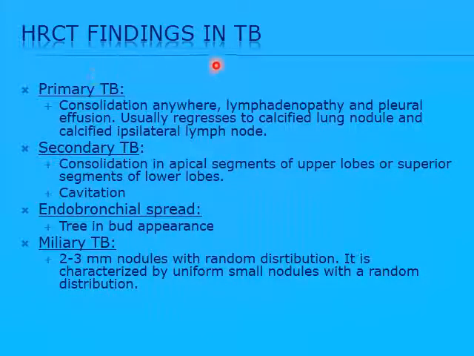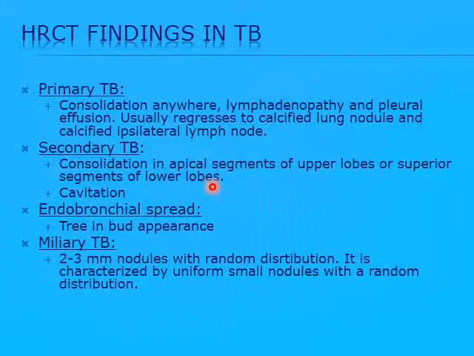Regarding the high resolution findings in TB, primary TB: patch of consolidation, ipsilateral hilar adenopathy, and pleural effusion. Later on, these areas will scar and calcify. We can see in older age a focus of calcification in the lung and calcified lymph node representing old healed primary TB.